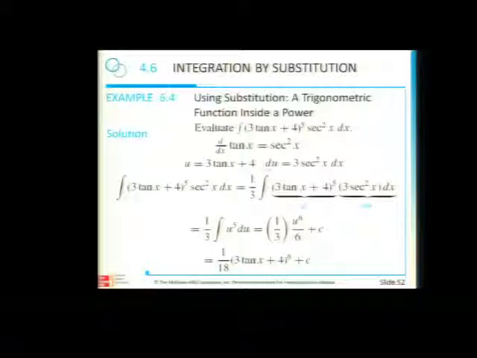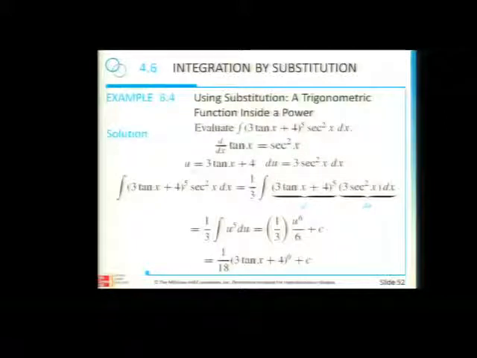So once you decide on the substitution, then the rest will be straightforward, just like the last example. So work out du. du is du dx times dx, right? So this is du. This part is du dx, right? Because du dx is 3 times secant square x.